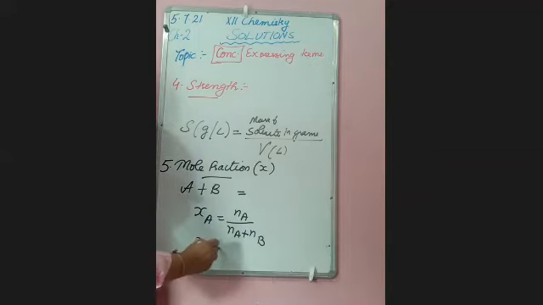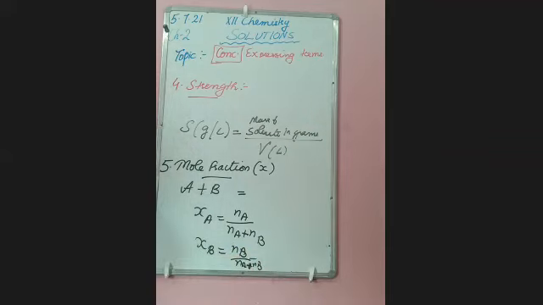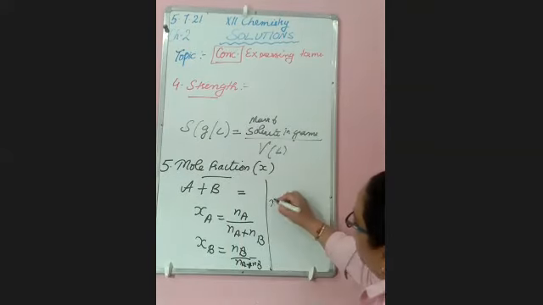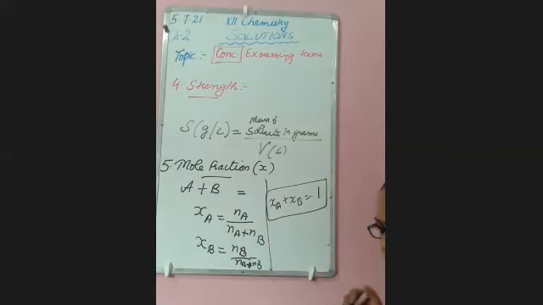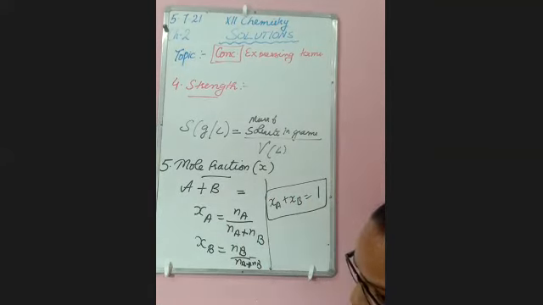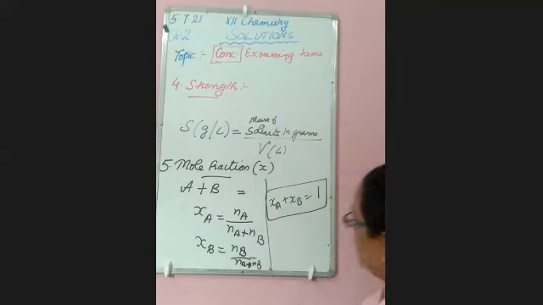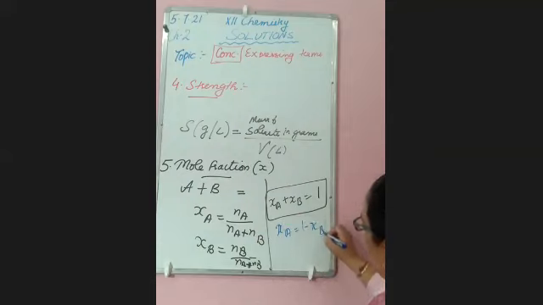Similarly for B. The sum of the mole fractions of all the components is always equal to 1. If in a solution there are two components, like in the case of a binary solution, and you have calculated the mole fraction of one component, you can easily calculate the other one. Suppose x_A is equal to 1 minus x_B.